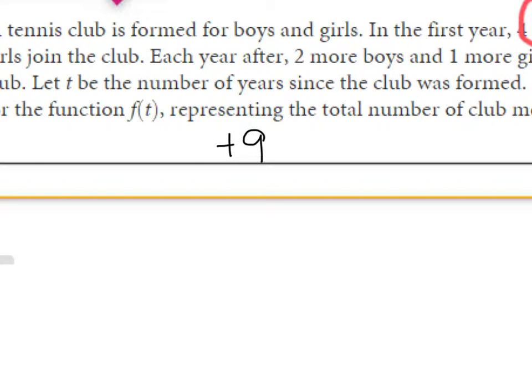And then if we look at the problem, it says 2 more boys and 1 more girl join every year. Well, 2 and 1, that makes 3 new members each year. So each year, which is T, we're adding 3. And there is your function of T.